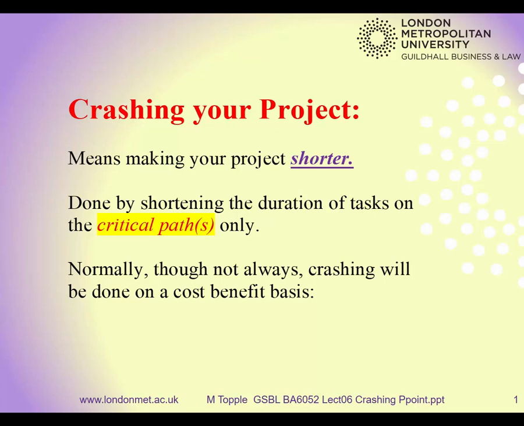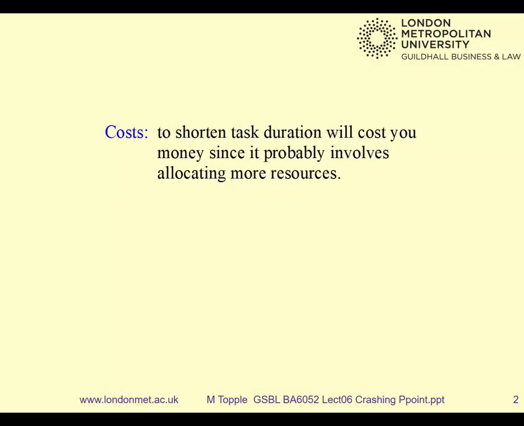Well, normally crashing is done on a cost-benefit basis, and if you want to make tasks happen more quickly, then there can be costs associated. Not always, but there can be costs associated with making tasks happen more quickly. For example, you might have to pay overtime. You might have to buy fast-drying cement. There may be a number of other things that you might have to do to make the task happen more quickly.